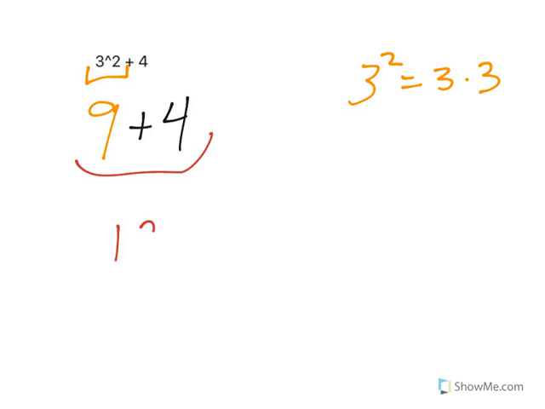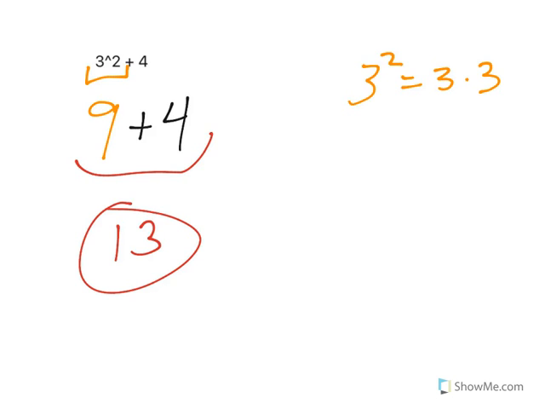Okay, let's get into some exponents. I still don't have any groupings, so now I'm going to just deal with exponents. So I start with 3 squared, and 3 squared is the same as 3 times 3, which is 9. Rewrite the rest of my problem. I just add those two together, and I have 13.